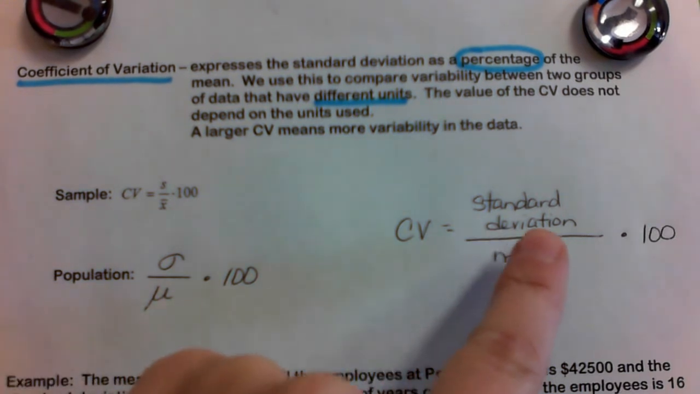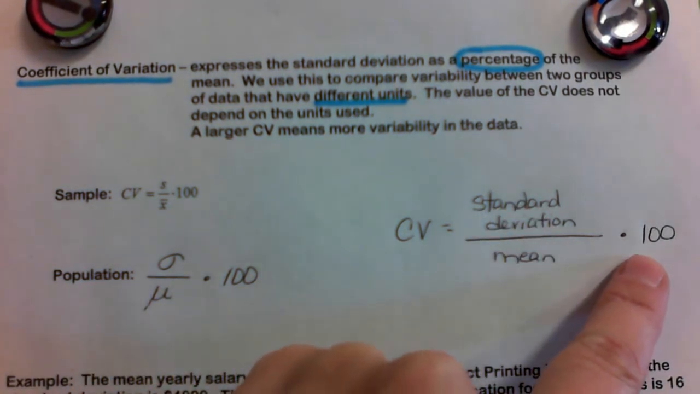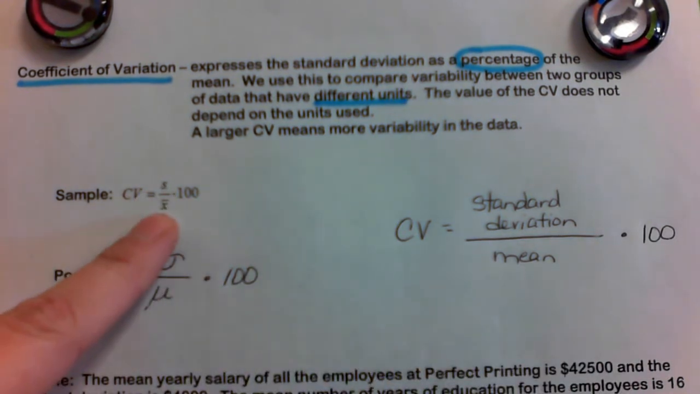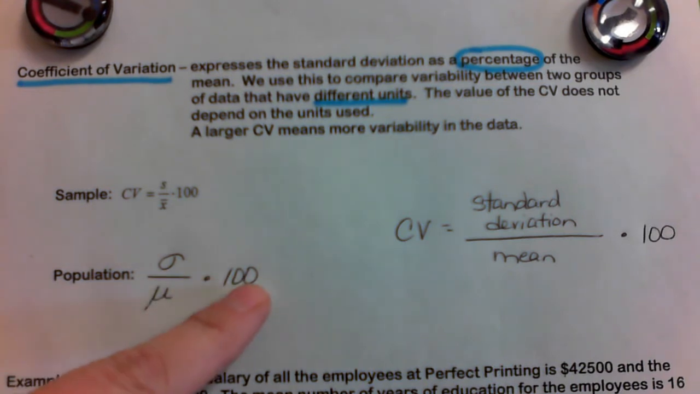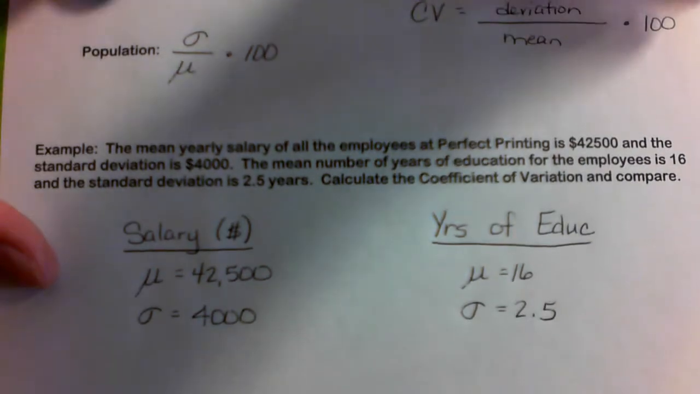And how we do that is you always take the standard deviation divided by the mean times 100. Over here, S is the sample standard deviation, X bar is the sample mean, times 100. Here is the population standard deviation sigma over the population mean mu times 100. Okay, so let's apply that in a problem.